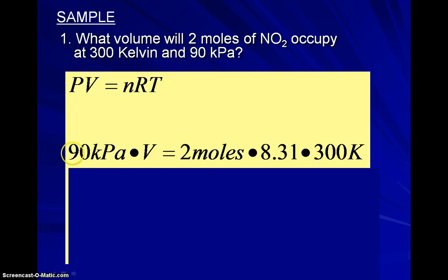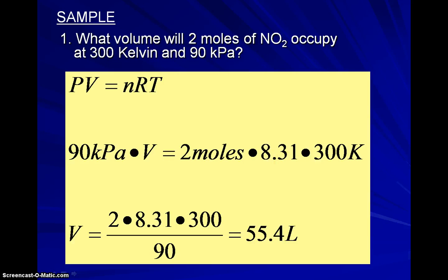If I divide by this 90 on both sides, I get 2 times 8.31 times 300 divided by 90, which gives me a volume of 55.4 liters. So again, this just adds in one other element of moles, as well as identifying this gas constant based on the pressure unit.